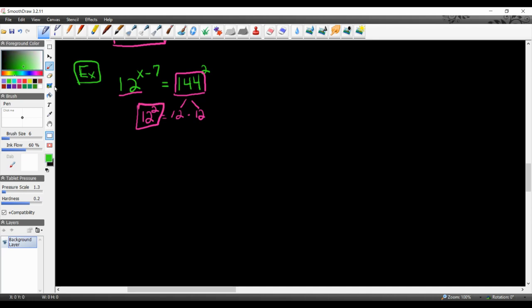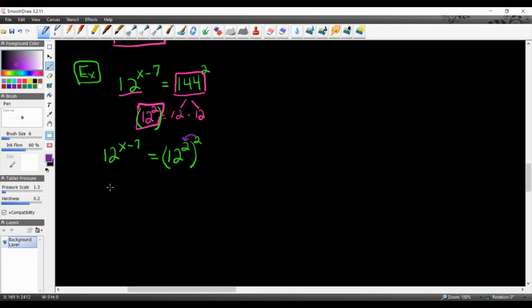Okay, so let me rewrite that. So here's my first one, 12 to the power of x minus 7 equals 12 squared. So that's this part. Okay, and then we still have that 2 on the outside. Don't forget the outside exponent. Okay, so to the power of 2. Let me make that a little bit nicer. 2. Okay, and then we're going to distribute. So 2 to the 2nd power, okay, like this.